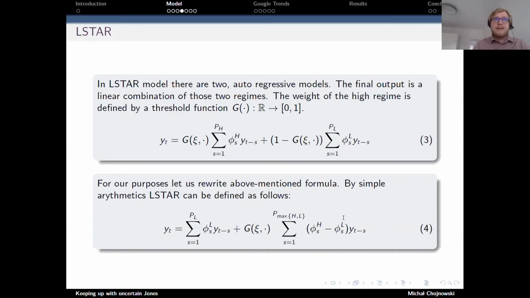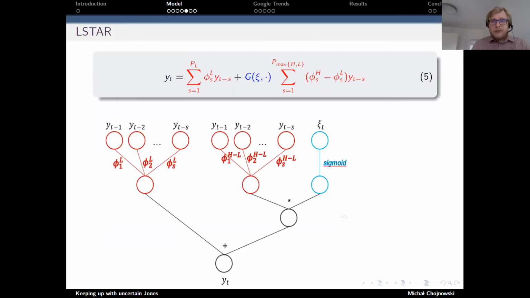And by arithmetics, we can rewrite the L-star model to the model which you can see in the bottom. So there are 2 autoregressive parts, and only one has the threshold function next to it, which for the artificial network purposes simplifies the calculations much. So this is how the architecture of such a model looks like.